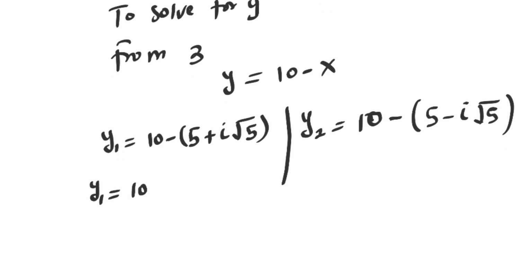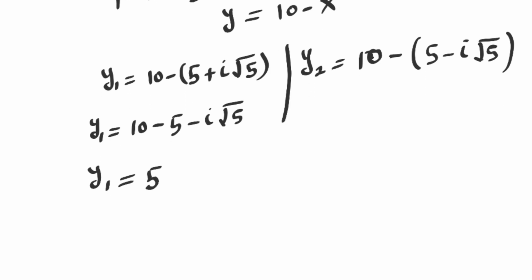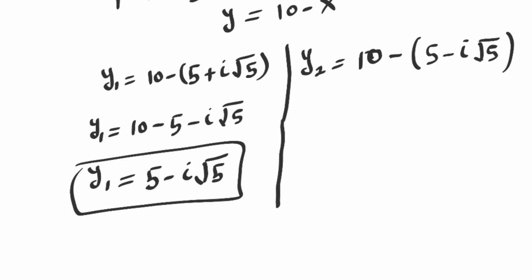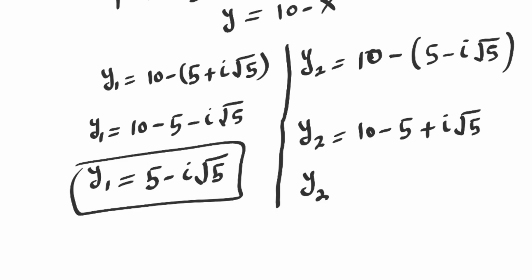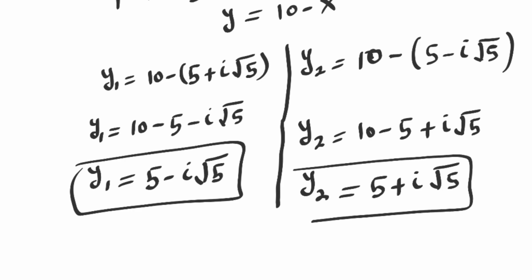y1 is equal to 10 minus, if you open the bracket, we have 5 minus i root 5. y1 is equal to 10 minus 5, this is 5 minus i square root of 5. This is the value of y1. Also, y2 is equal to 10 minus 5 plus i square root of 5. y2 is equal to 5 plus i square root of 5. This is the value of y2.